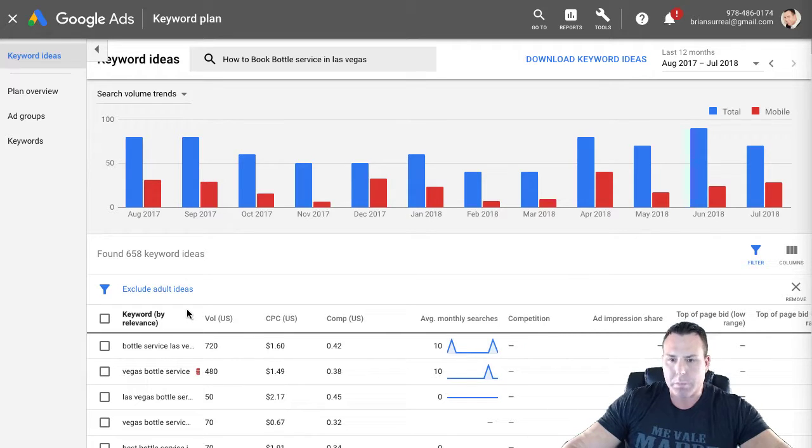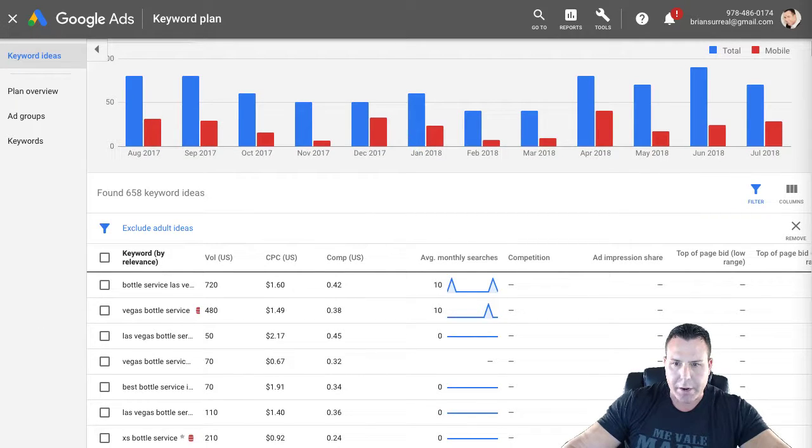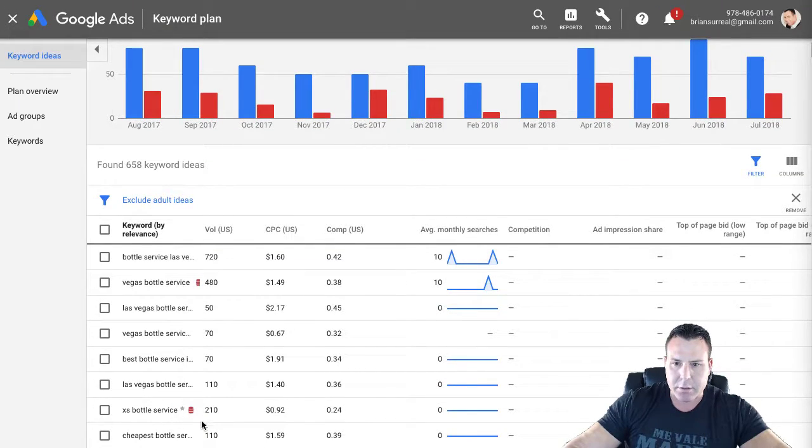Okay, so now let's take a look down here more. Vegas bottle service, no surprise. It's kind of a flip-flop of these words. 480. So you do one video with bottle service and Las Vegas in it, there's a pretty good chance you're going to be able to rank for these particular two terms. Las Vegas bottle service, they're all kind of related. Vegas bottle service, best bottle service, these are all pretty decent search terms. Las Vegas bottle service, no surprise.